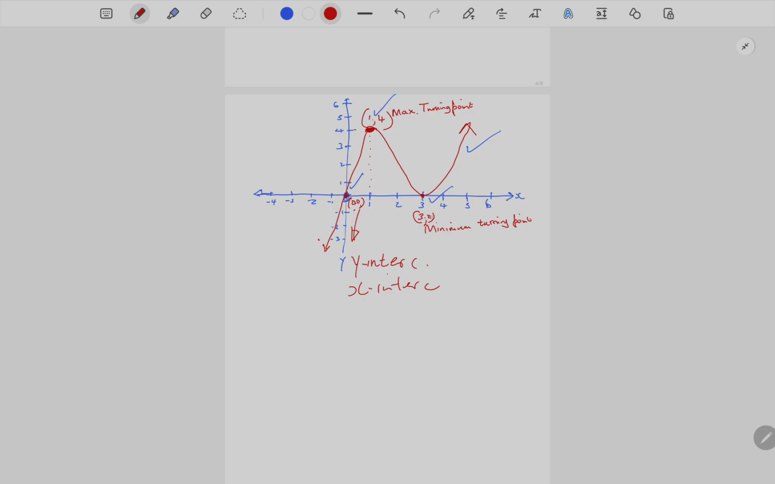Okay, so the same applies with this one. This one is a turning point, and also it was a point for the x-intercept. So you just plot your points. After plotting your points, you know what the shape of the graph is going to look like. Then you join all the points, and you get a graph like this. Then we mark the maximum turning point and the minimum turning point, and also the shape of the graph. Thank you.